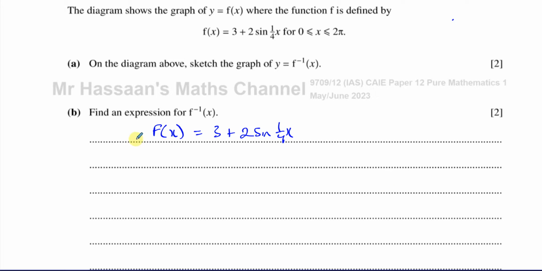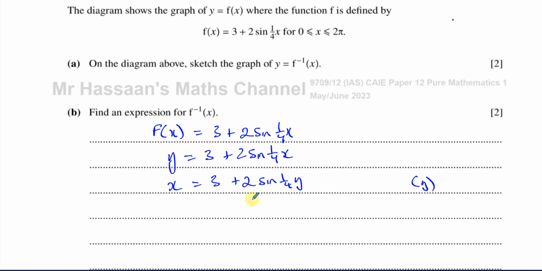Okay, but anyway, here, first step is I'm going to call f of x y. So y equals 3 plus 2 times the sine of a quarter x. Now, the second step I always like to do at this stage is to write y as x and to write x as y. So x equals 3 plus 2 times sine of 1/4 y. And now I'm going to make y the subject. In the process of making y the subject, we will then have got the inverse function.